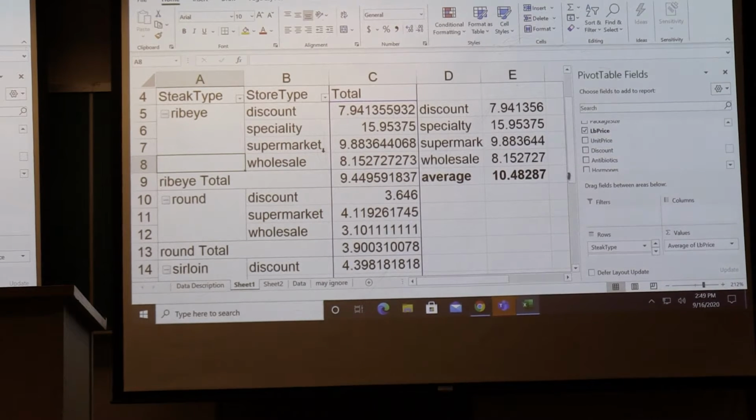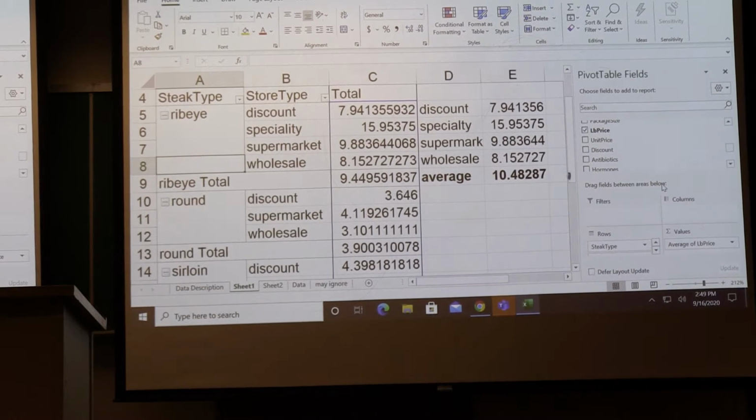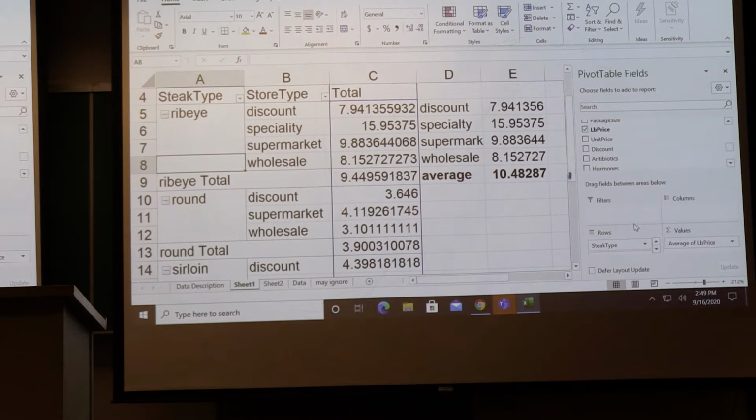If I understand what you're saying right, it's the way this monitor is, it's kind of hard to see. See how under rows here I have steak type on top and then store type? Whatever's on top will go all the way to the left and will give you ribeye total. And what you can do, after class you can bring me your computer and I can work with you to make sure to do it. Yeah.